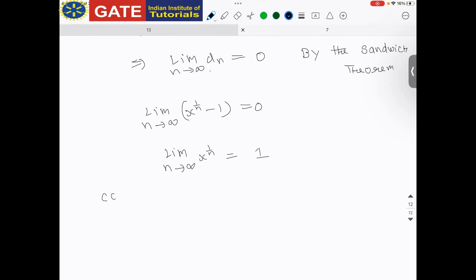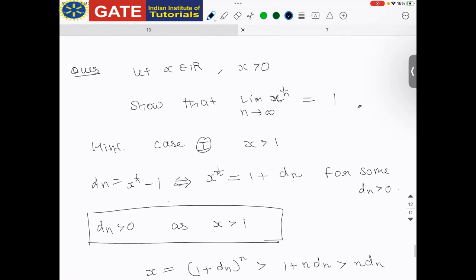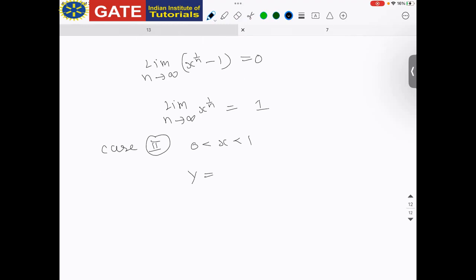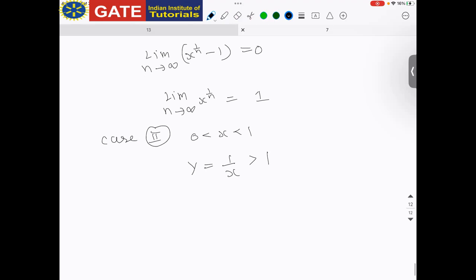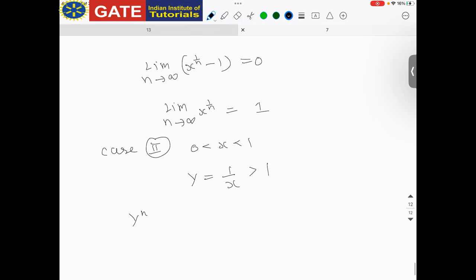Okay. Now case 2, your other case, when x is between 0 and 1, because x is greater than 0. When x is between 0 and 1, then you take y is equal to 1 by x. This will be greater than 1. That means y raised to the power n. I need y raised to the power 1 by n.